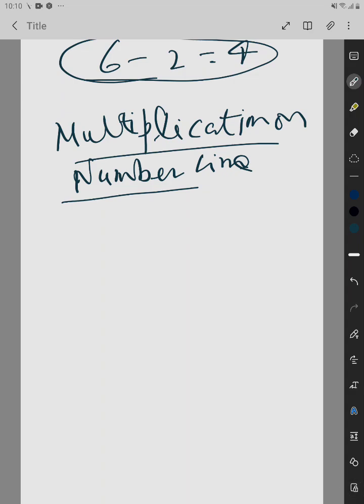Here the concept is like this: when we are multiplying, we are adding a number multiple times. For example, 2 multiplied by 3 means 2 is added 3 times here. Other way around also you can say 3 is added 2 times.